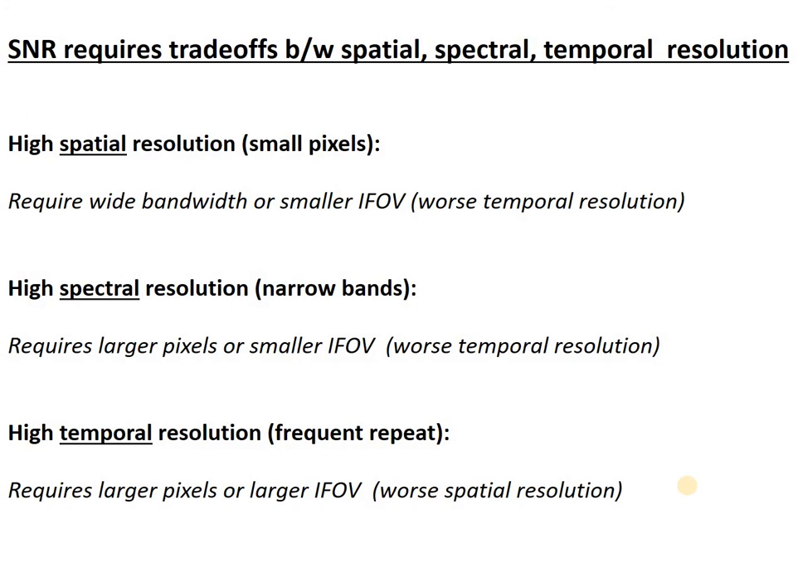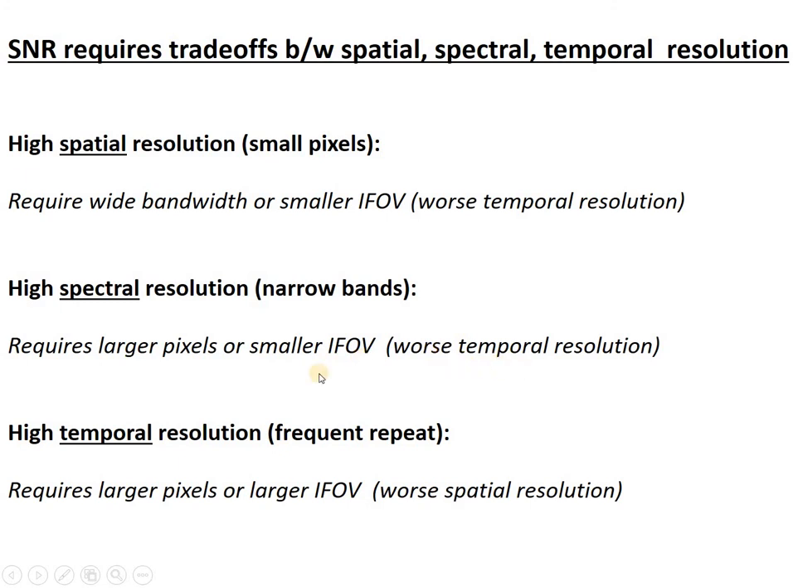So to try to summarize these various trade-offs, right? If you want to have high spatial resolution, or small pixels, you may need to have a wide bandwidth or a smaller instantaneous field of view, which means worse temporal resolution, okay? If you want to have high spectral resolution, i.e. narrow bands, you may need to have larger pixels to generate enough energy, or you may need to have a smaller field of view, i.e.